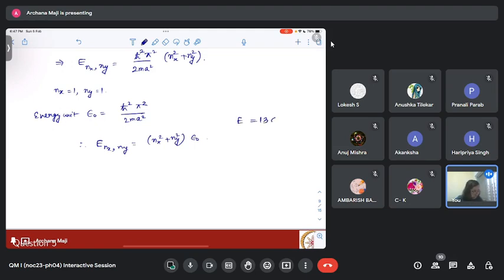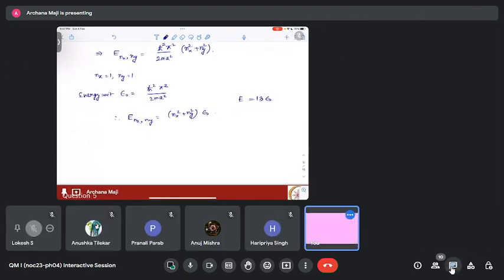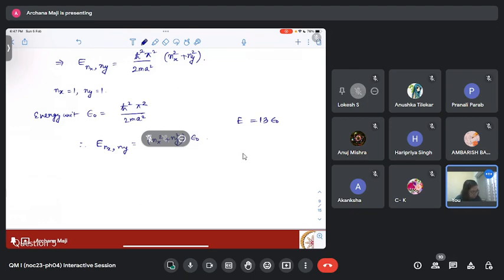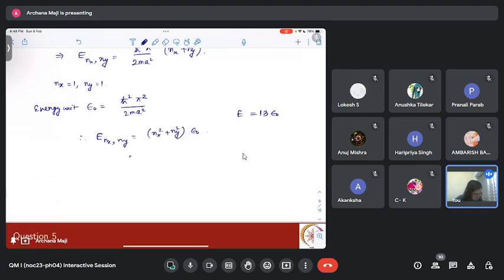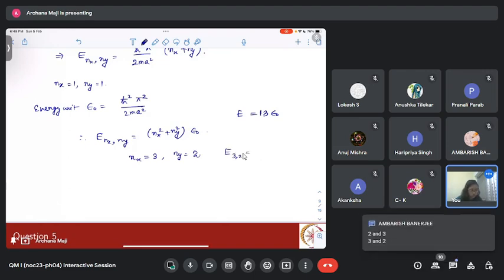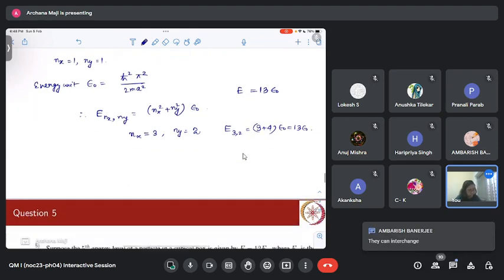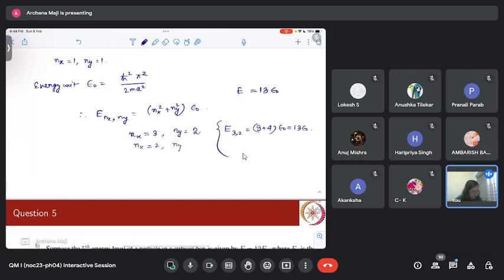So the question says whether this energy 13 epsilon 0 is degenerate or not. As one of you has said, yes, it is degenerate. So how is it degenerate? When nx is suppose 3 and ny is suppose 2, then energy for 3 comma 2 will be 9 plus 4, which is 13 epsilon 0. But you will get that same energy when you consider nx to be 2 and ny to be 3.